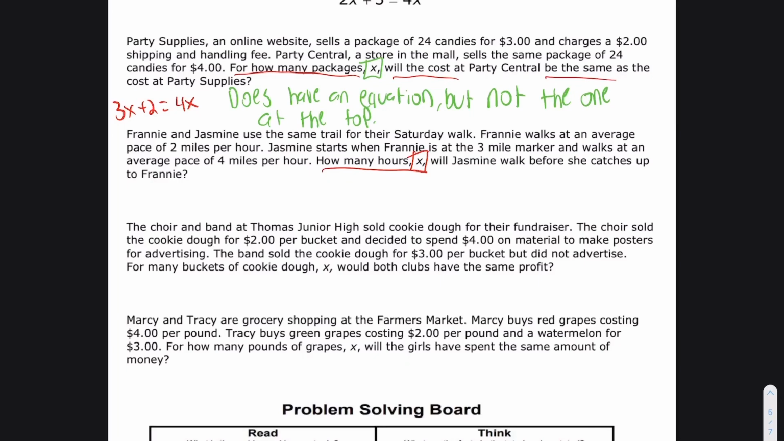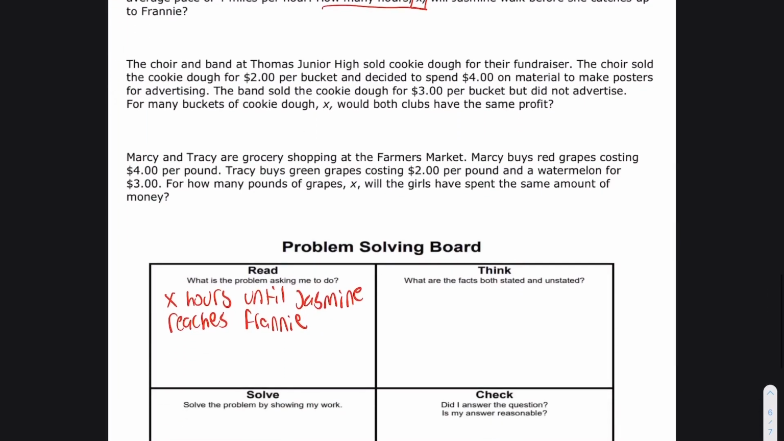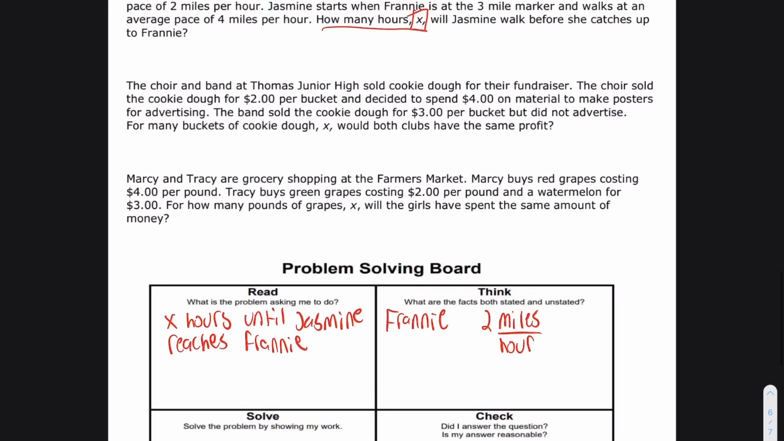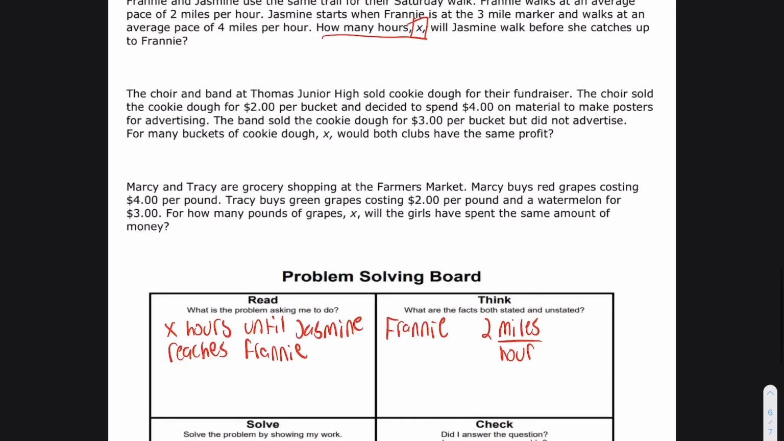Next part is we write down the facts. Franny is walking at 2 miles per hour, and that's it. Franny, 2 miles per hour. And then if that's miles per hour, then that's probably the one that's going to get the variable, because we're talking about hours.